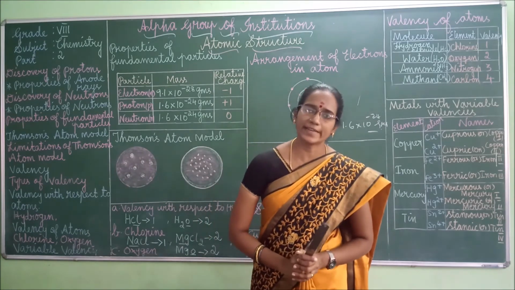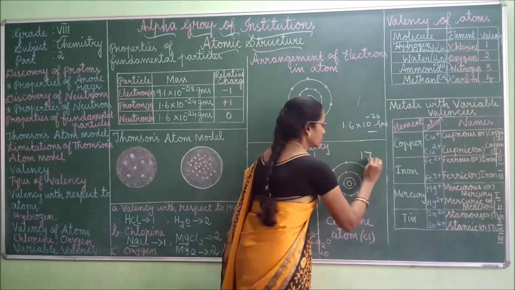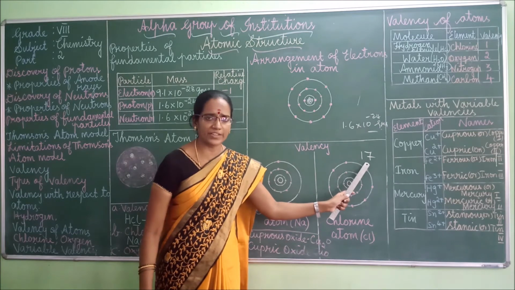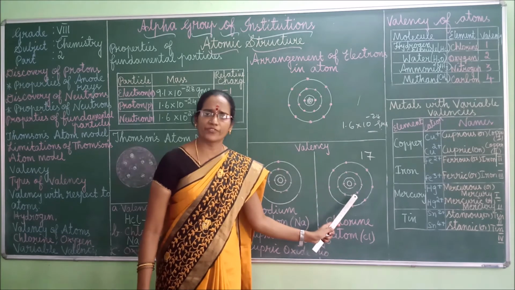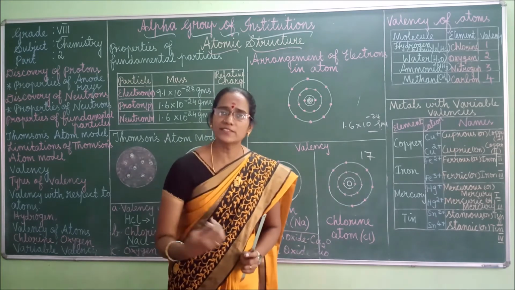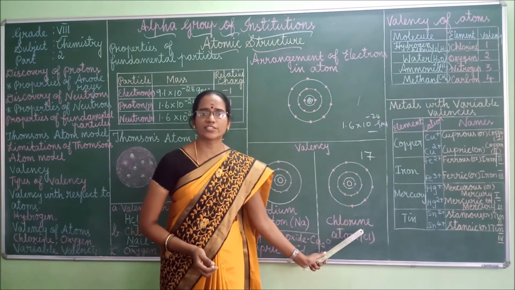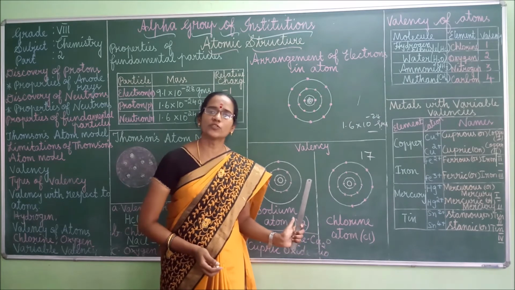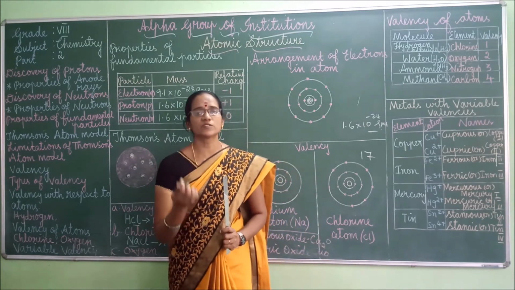For example, you can take the chlorine atom. The atomic number of chlorine is 17. Okay, so this is the electronic configuration of chlorine. So, to attain the stable position in the electronic configuration, chlorine atom gains one electron. Then it is said to have the negative valency. So, chlorine atom is an example of negative valency. Positive valency means atoms which donate electrons, whereas negative valency means atoms which gain electrons.